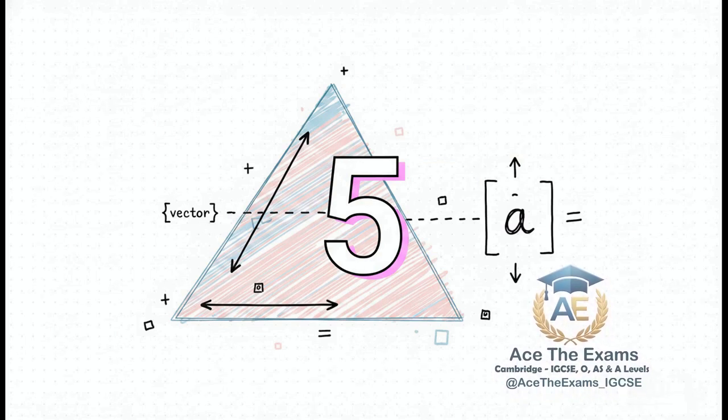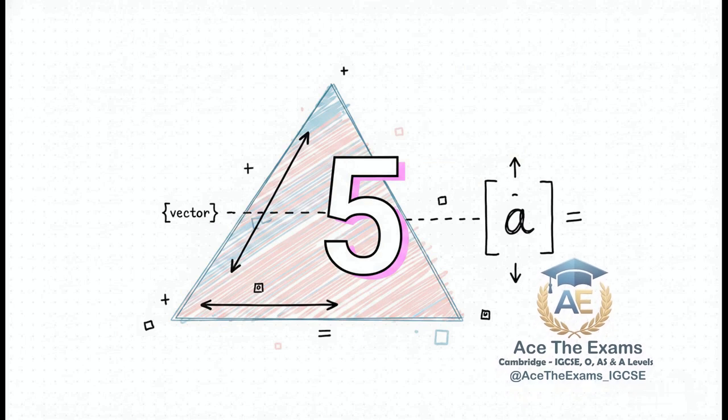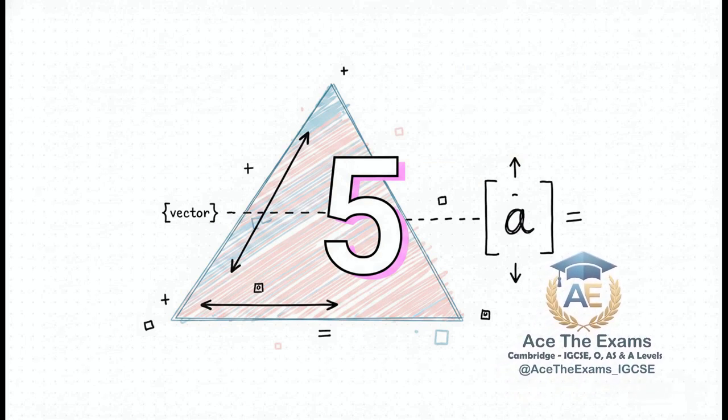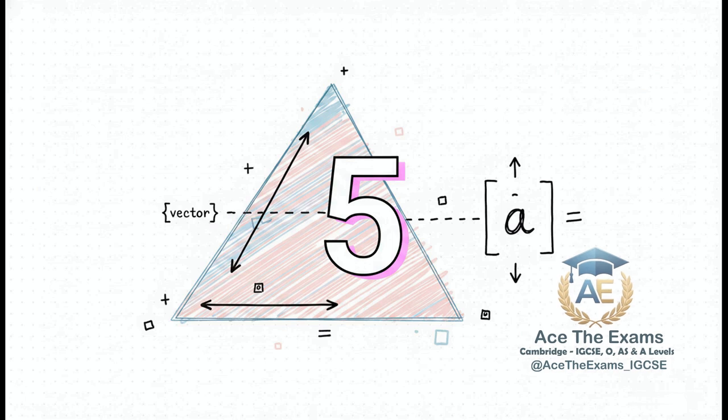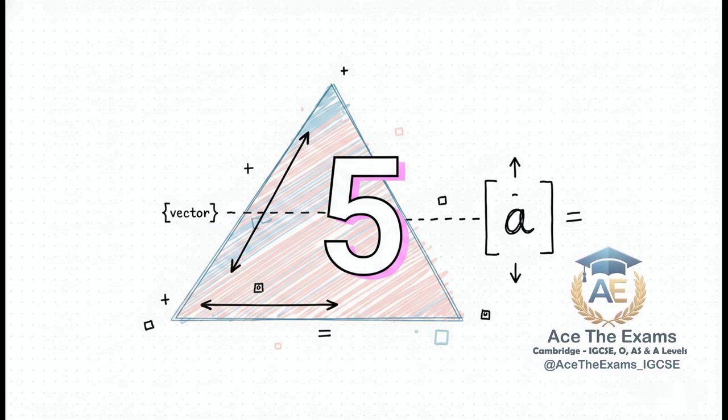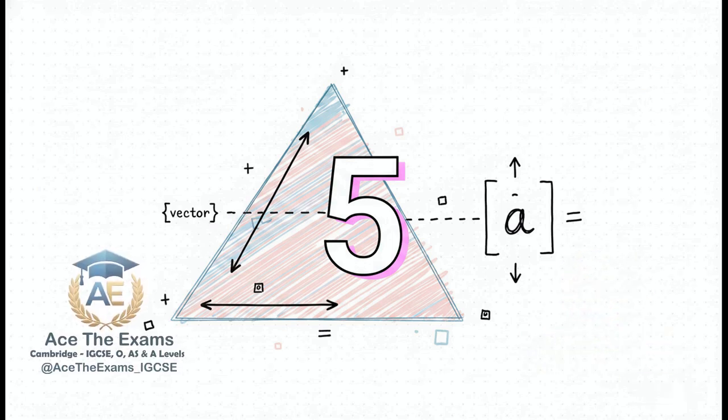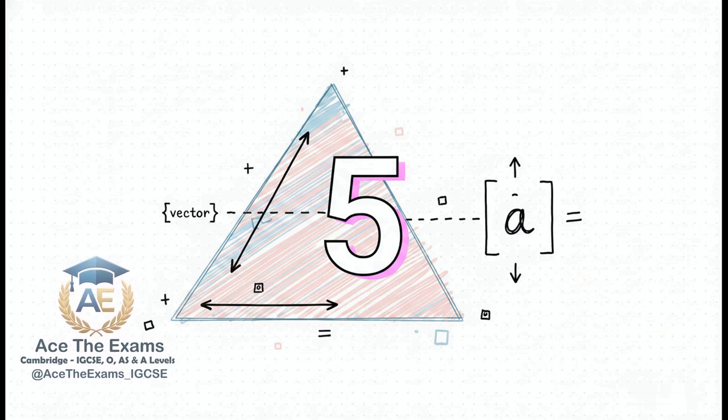By the way, the magnitude of a vector is always represented by placing straight vertical lines around the letter, kind of like the absolute value symbol. So whenever you see that specific notation on your Cambridge exam, don't panic, just think Pythagoras.